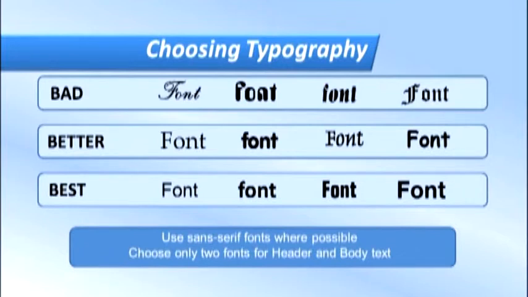You should only use two fonts, one for your headings and subheadings and one for the body text. You can vary these by using bold or italic, although italic should be used sparingly as this tends to be very difficult to read from a distance.